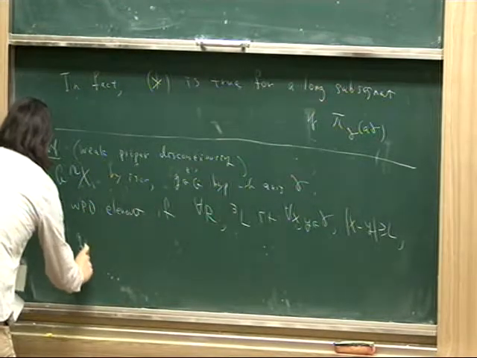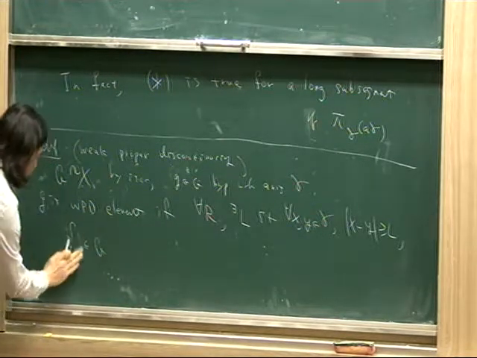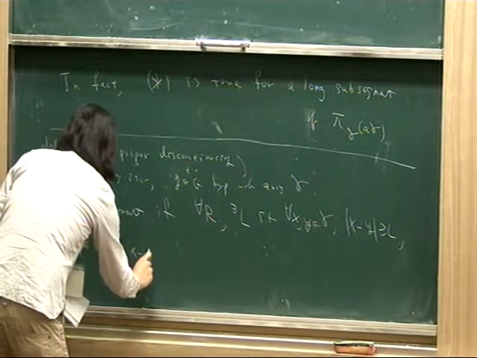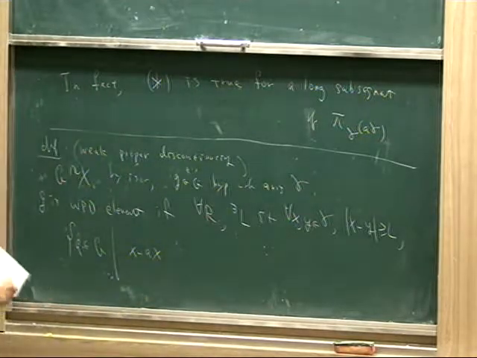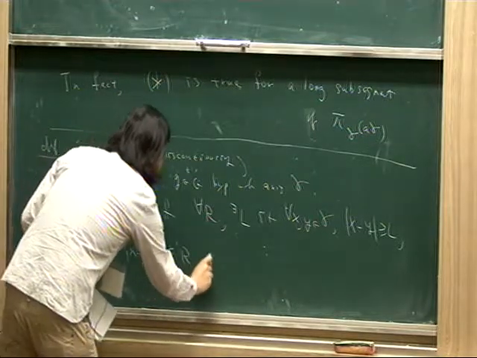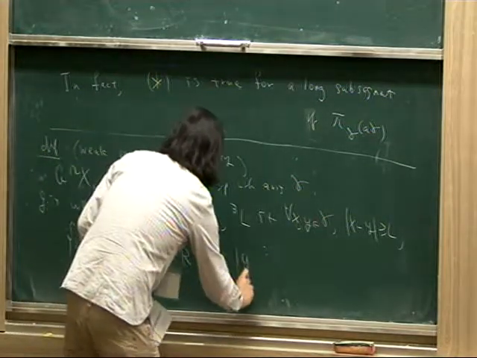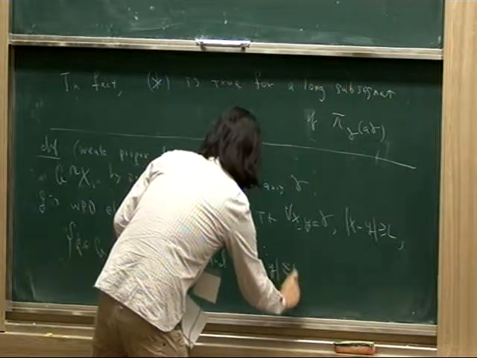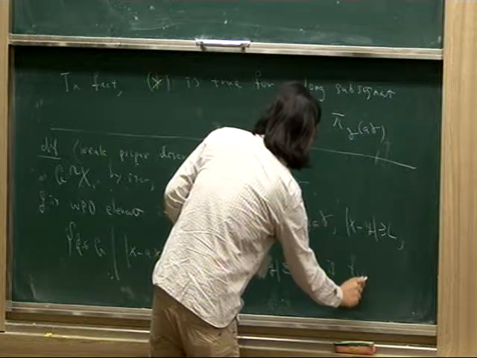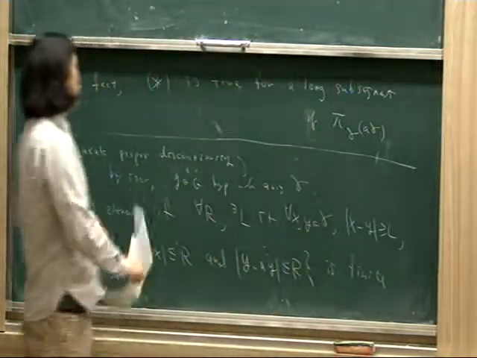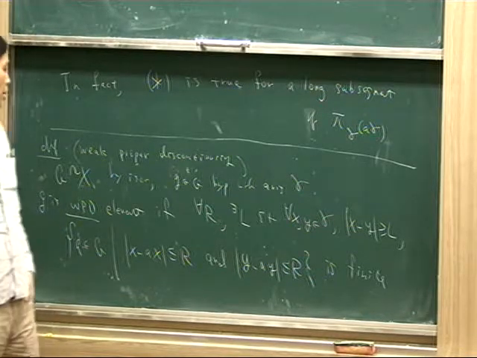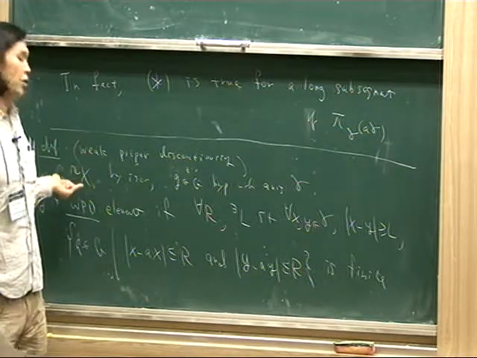if you look at the elements a in G such that a doesn't move x very much, within R, and likewise for y, the set is finite. Okay, so this is the definition of a WPD element. So I'm not assuming that the action is proper.